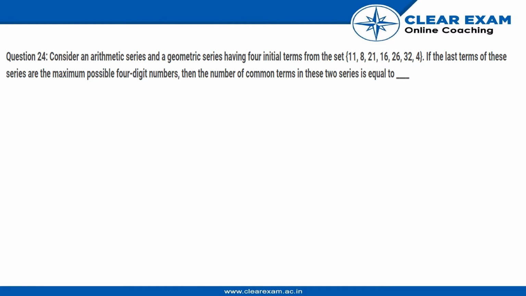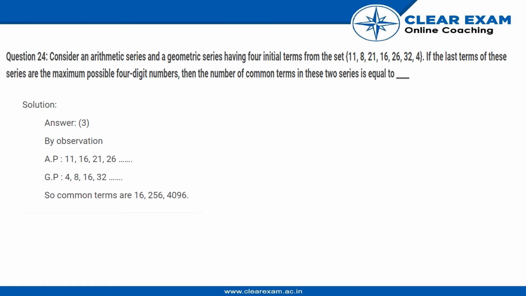So here we need to find the arithmetic and geometric series, and by observation you can say that the arithmetic series is this, which has a D, that is, a common difference, of 5, and the geometric series is this, where the r, that is the common factor, is 2.